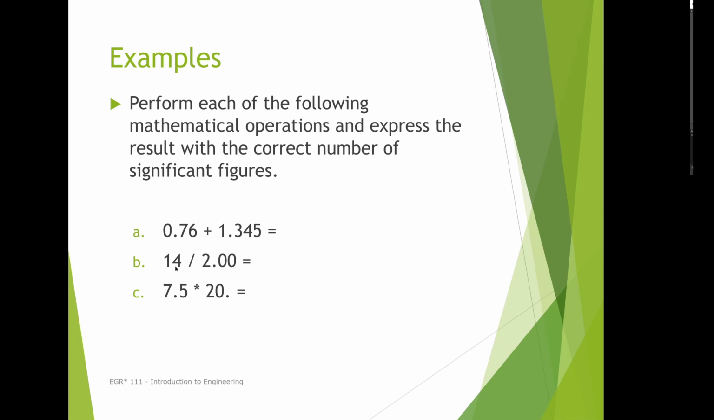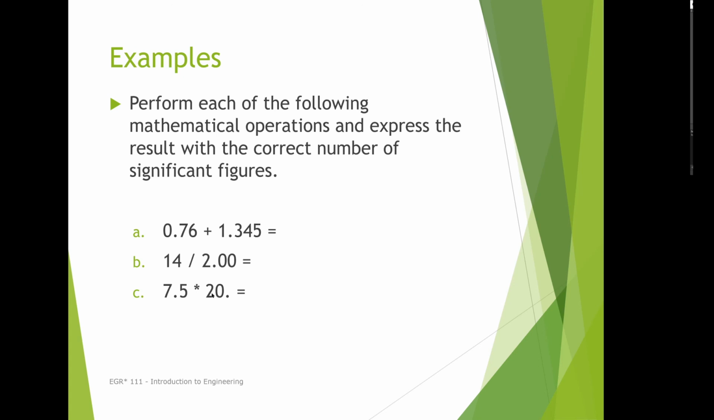So the next one, 2 significant figures, and this one has 3 significant figures. When we do multiplication or division, the result has as many significant figures as the number with the least number of significant figures. So this one has 2, this one has 3, so 14 divided by 2.00 could be 7.00, but we know it's only going to have 2 significant figures, so the end result would be 7.0.